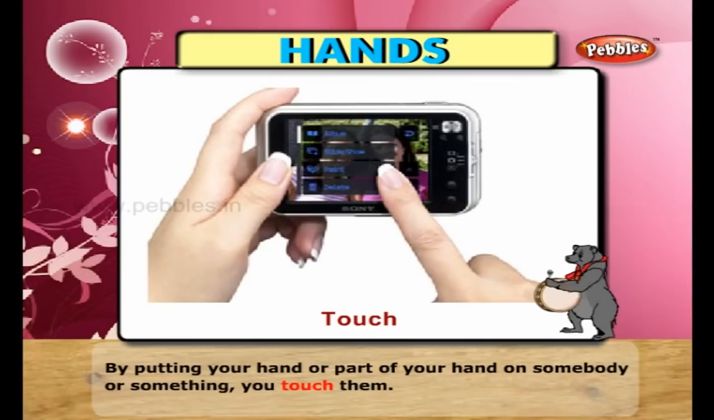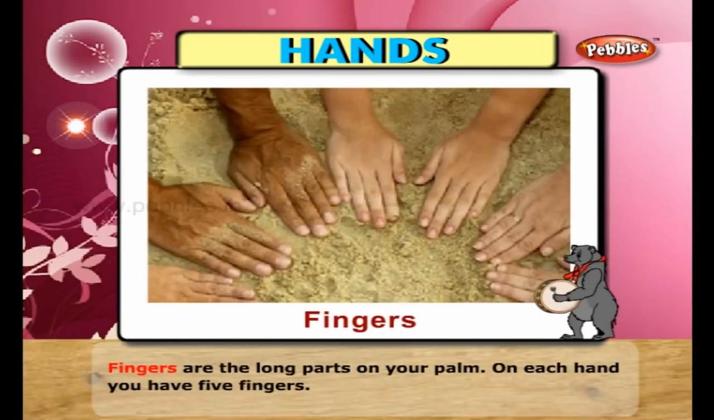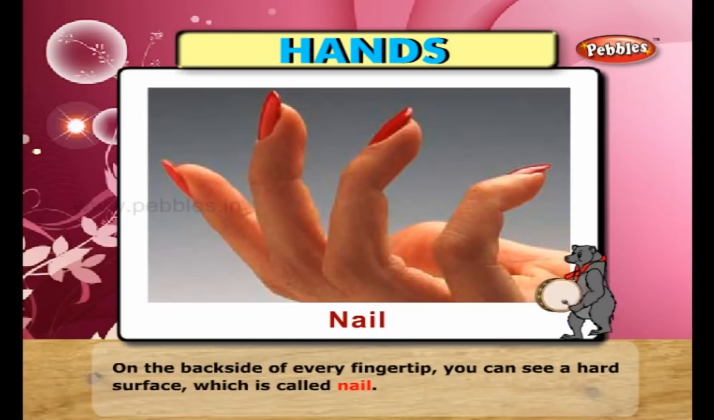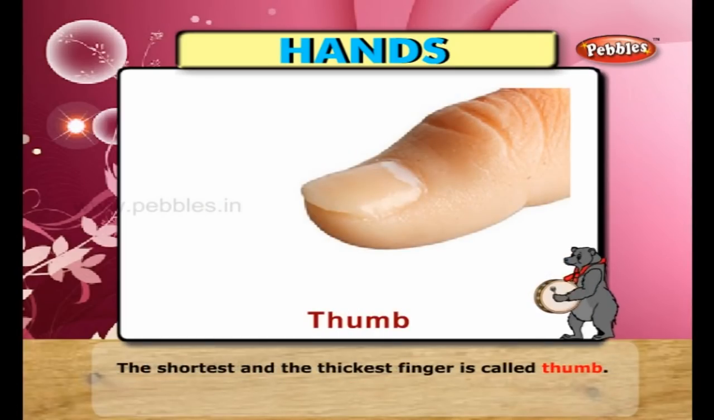Hands. How many hands do we have? We make use of our hands to do many things. By putting your hand or part of your hand on somebody or something, you touch them. Fingers are the long parts on your palm. On each hand, you have five fingers. On the back side of every fingertip, you can see a hard surface which is called nail. The shortest and the thickest finger is called thumb.